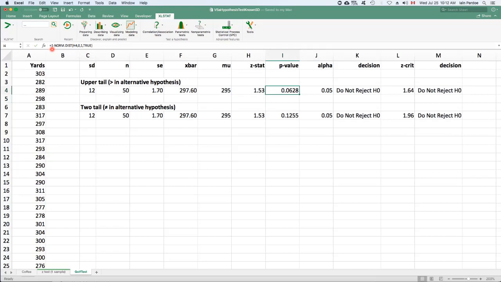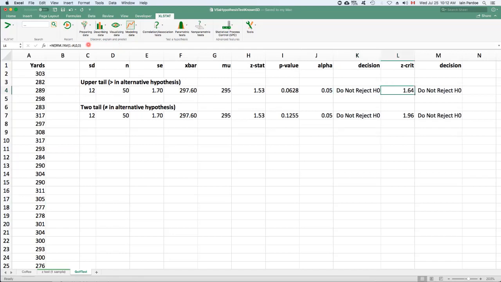Our decision rule is the same as it always is. If the p-value is less than alpha, reject the null. It's not in this case, it's bigger than alpha, so we do not reject the null hypothesis. Okay, and so we could conclude that the alternative hypothesis seems to be a better bet here, that the mean is bigger than 295.